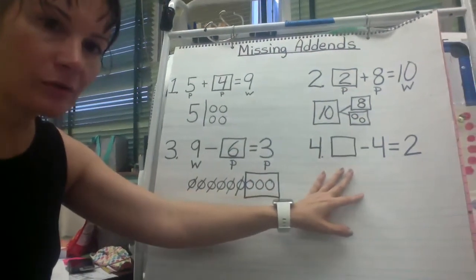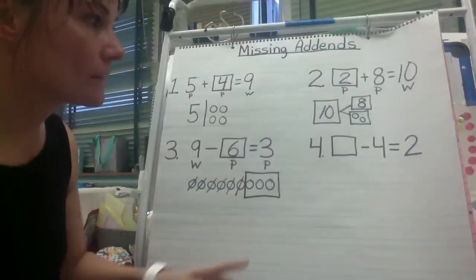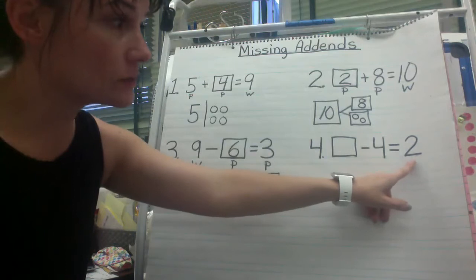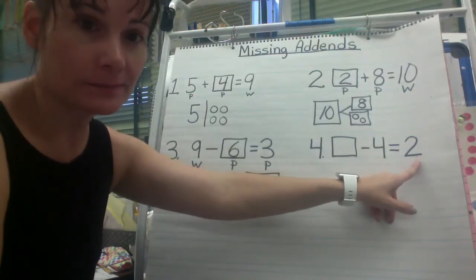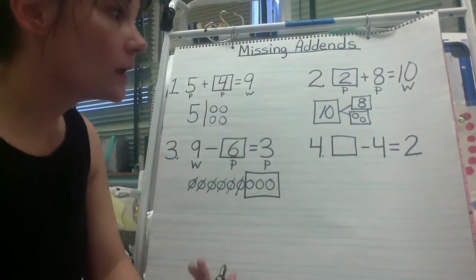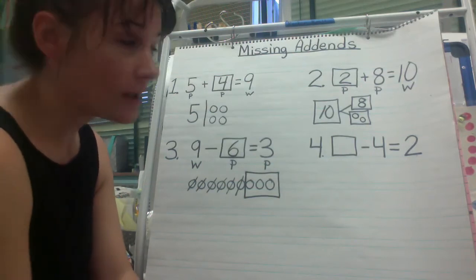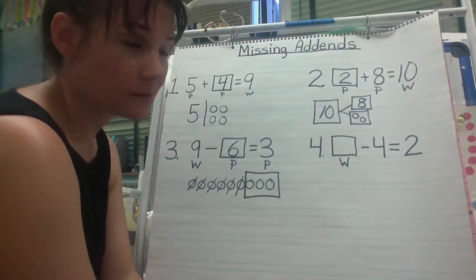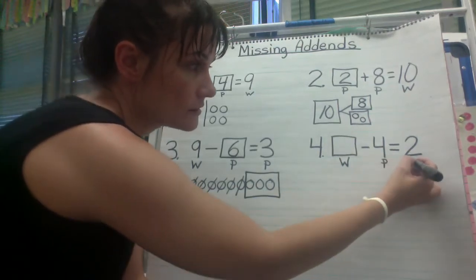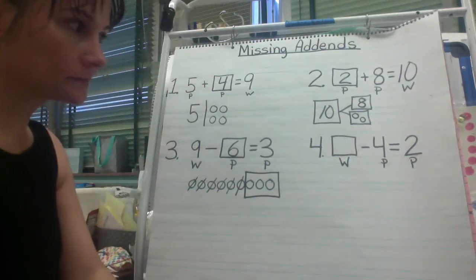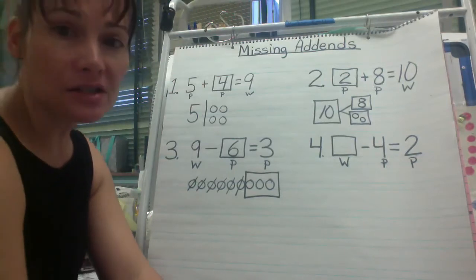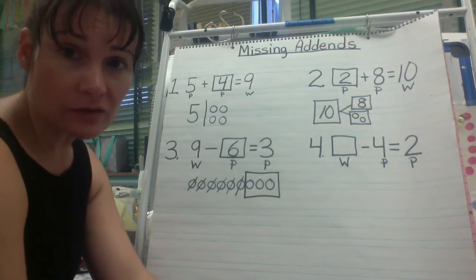Let's look at number 4. Something minus 4 equals 2. In a subtraction problem, I know my whole is always first. And I subtract a part to get to the other part. Well, I know how my addition and subtraction can work together to help me solve.